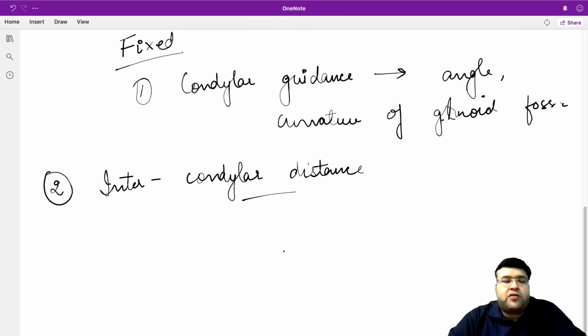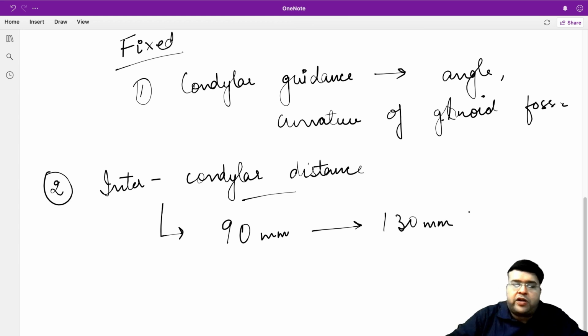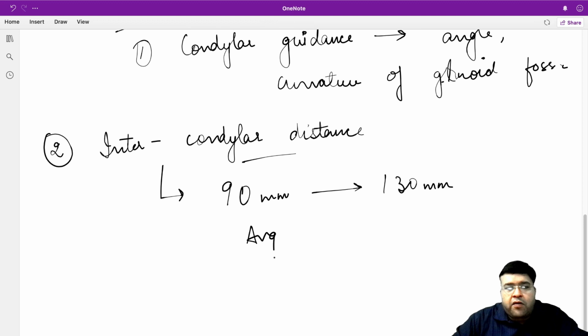Now that depends on the size of the face of a patient. It is not required that all the patients are going to have the same size, but when you more or less take an average, people did a lot of studies on intercondylar distance. They took more than 10,000, 20,000 subjects and measured it. So we find that the intercondylar distance usually ranges from 90 millimeters to 130 millimeters, and the average is around 110 millimeters.